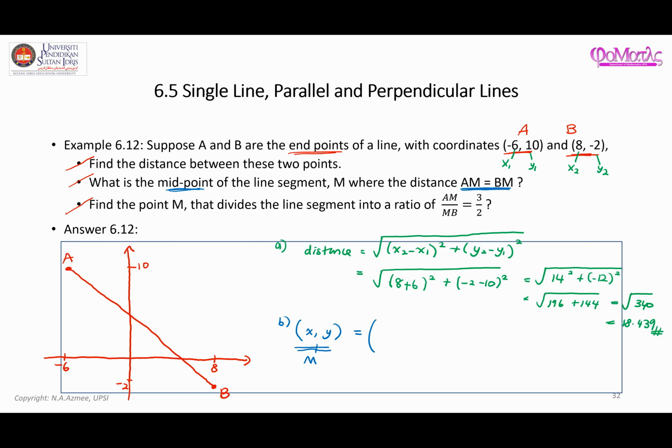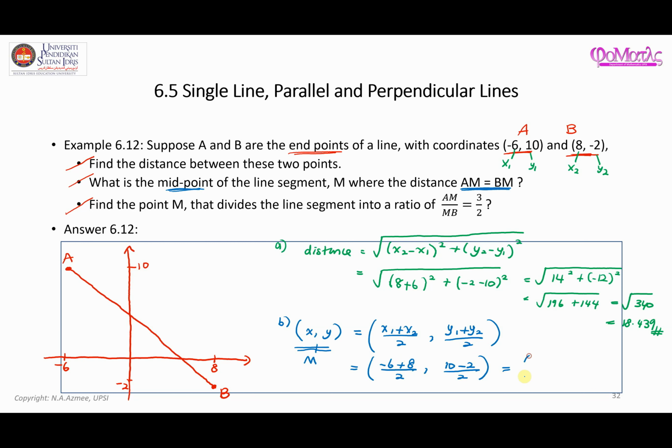It is just x1 plus x2 over 2 in order to find what x is. And this one is y1 plus y2 over 2. So I'm just going to plug in the values. So x1 is negative 6 plus 8 over 2. y1 is 10. 10 plus negative 2 will be 10 minus 2 over 2.